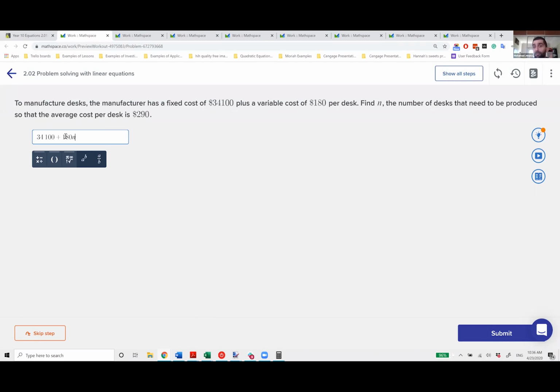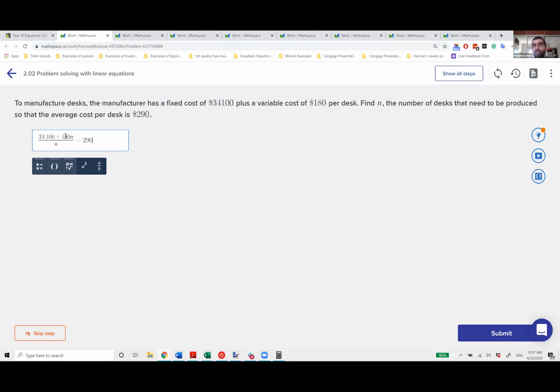Now we need to find the average cost. So the average cost per desk, to work out the average cost, we're going to have to divide the total cost by the number of desks we had. So we've got to divide the whole thing that we've got here by the number of desks, N. So that's what we're trying to solve. And we know the average cost is 290.